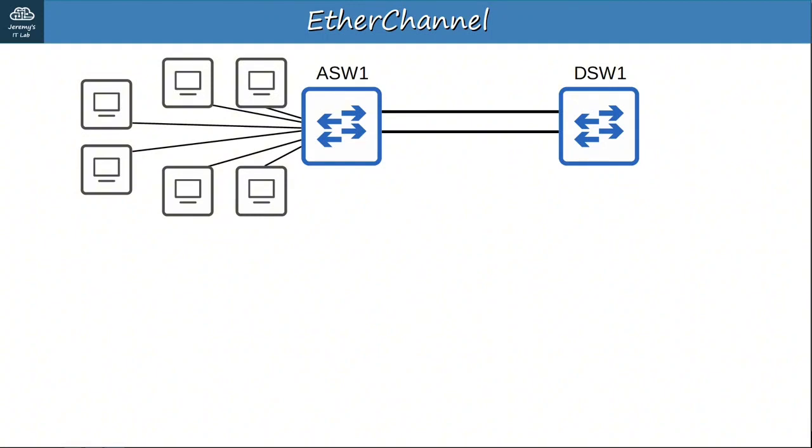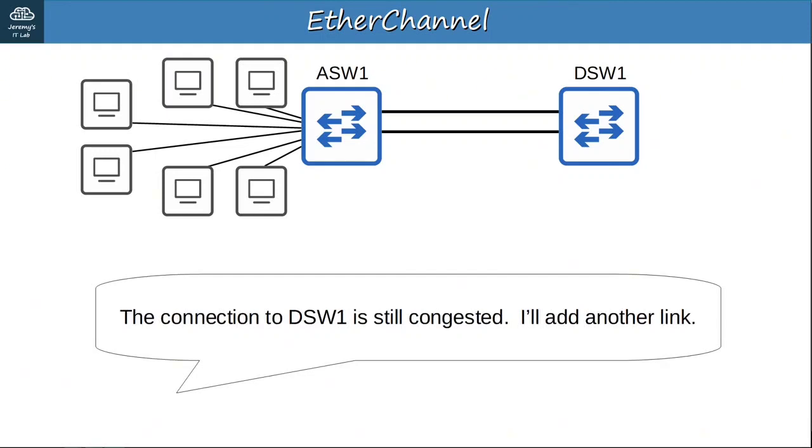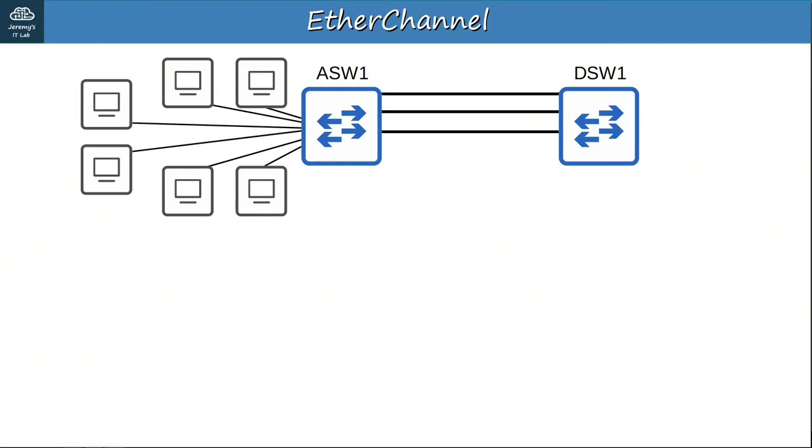However, the additional link doesn't seem to help. The connection between A switch 1 and D switch 1 is still congested, and end users are reporting problems. So the admin decides to add another link between A switch 1 and D switch 1. He adds another link to the connection between A switch 1 and D switch 1. Surely, this will be sufficient.